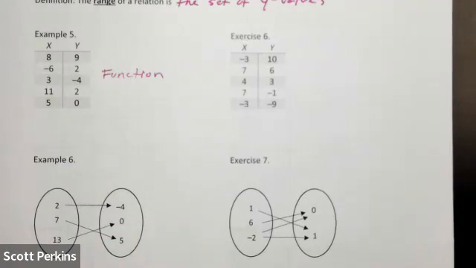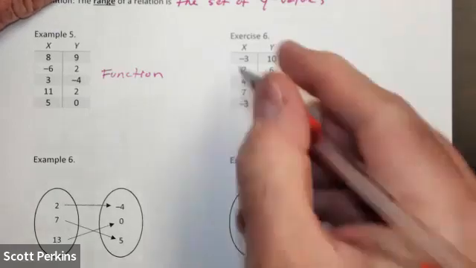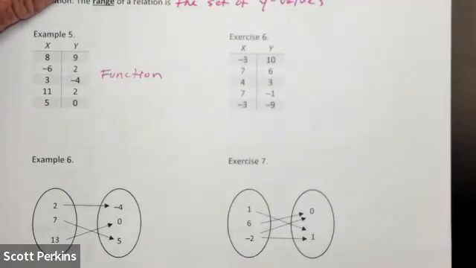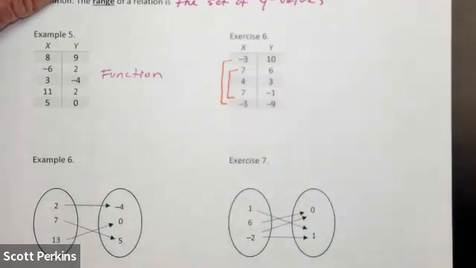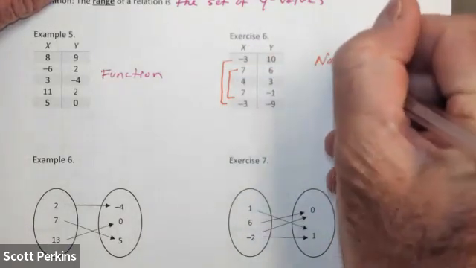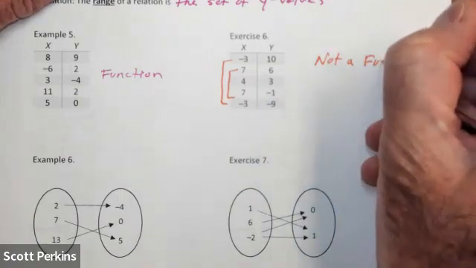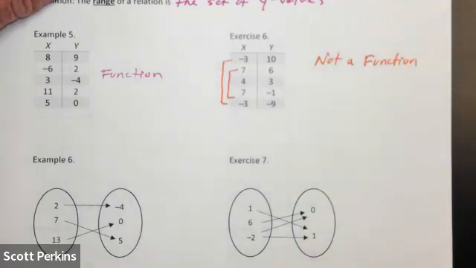Okay, how about exercise 6? Is that a function or not a function? Why is it not a function? Yes, in fact, it fails twice. It only has to fail once, but the -3s are repeated and the 7s are repeated. So that means that those particular x values have more than one y value. That violates the definition of a function.